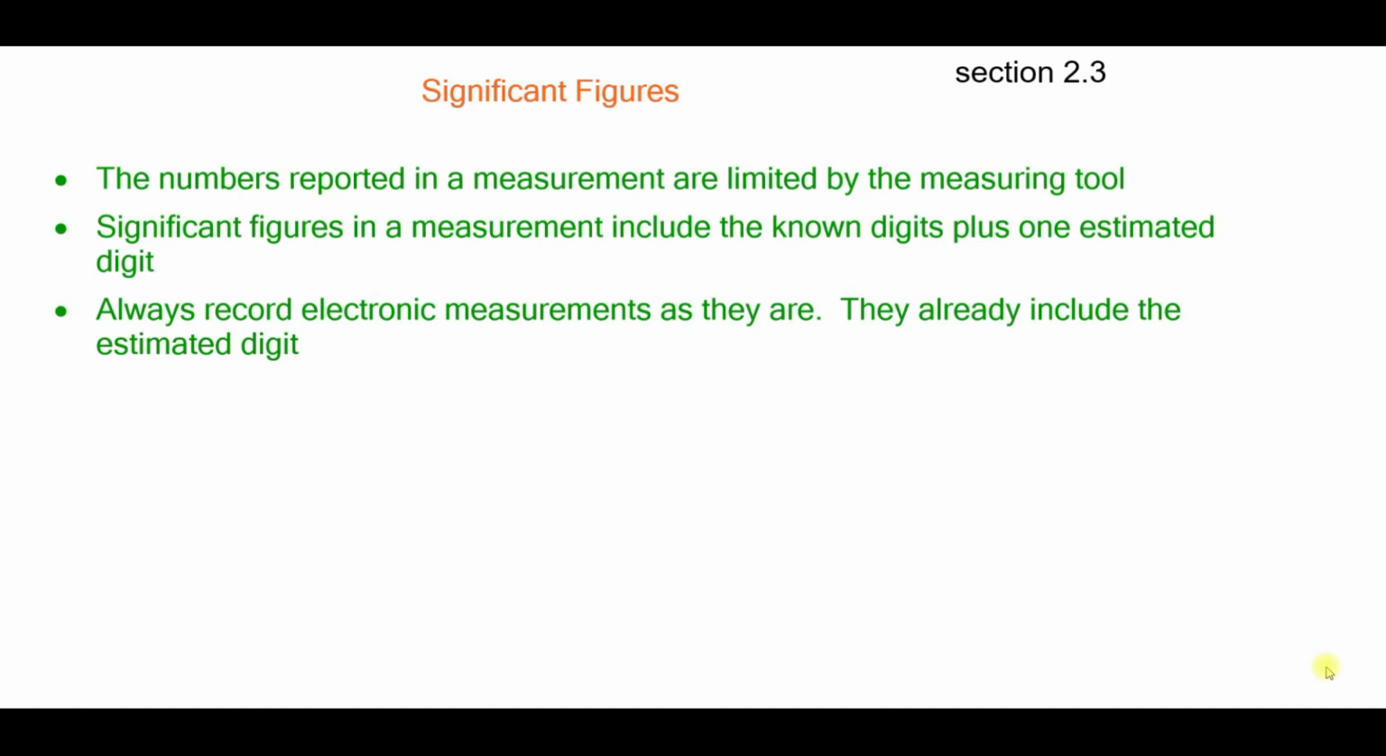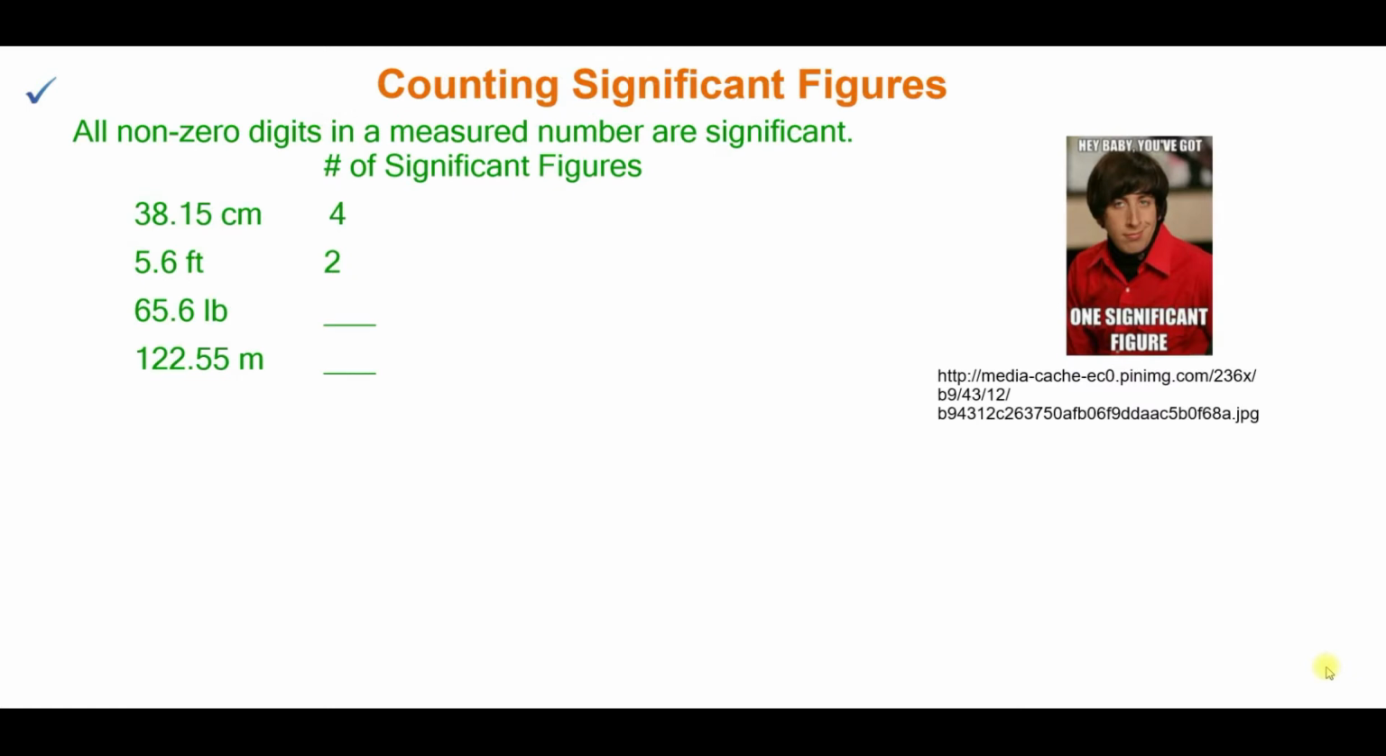This lecture is going to go over significant figures, and it's often abbreviated sig figs. Our measurements are limited by our tools. We've covered that you can do the known digits and one estimated. These are considered significant. Anything electronic has already included the estimated digit, and so you just record whatever you see on the display. Let's look at the rules.